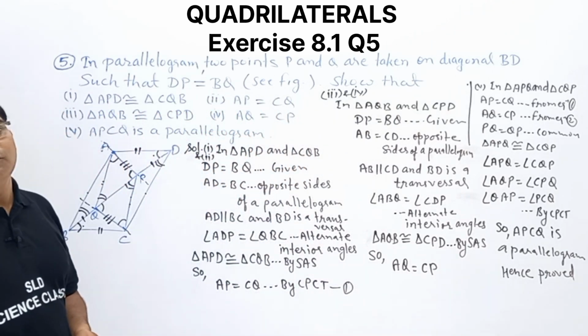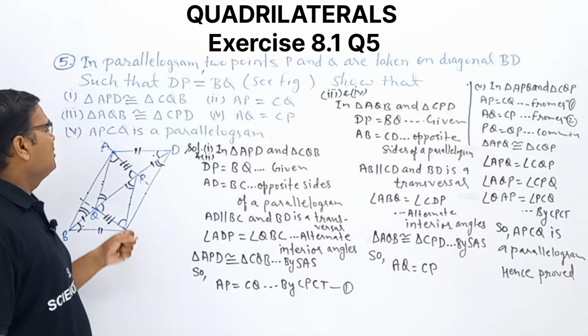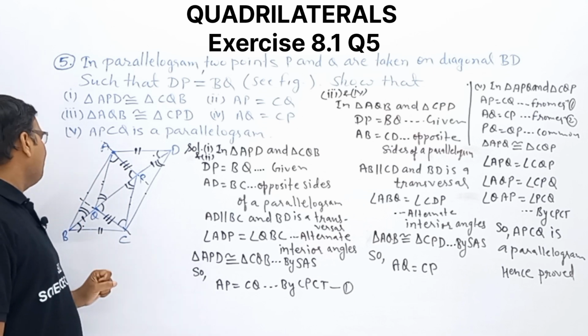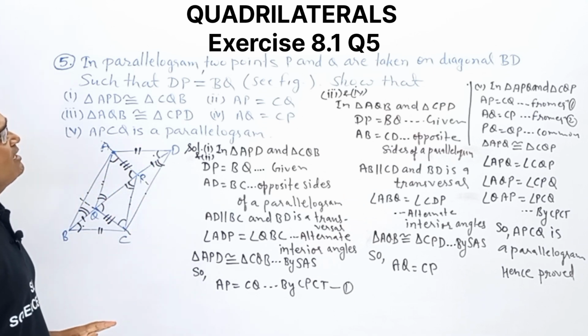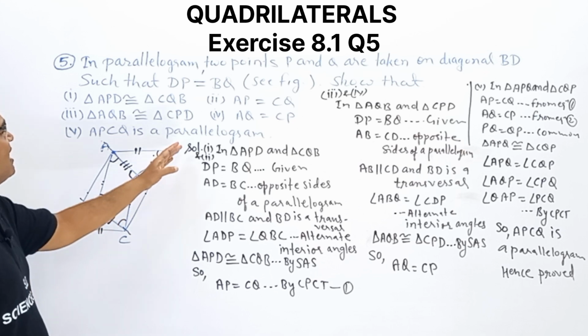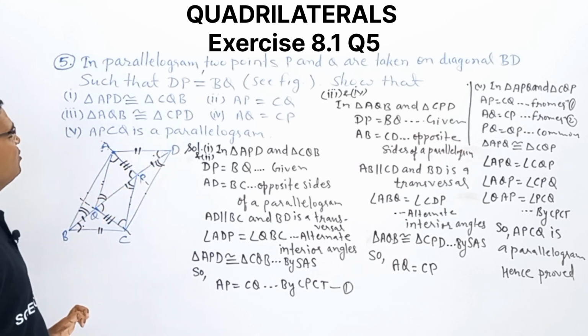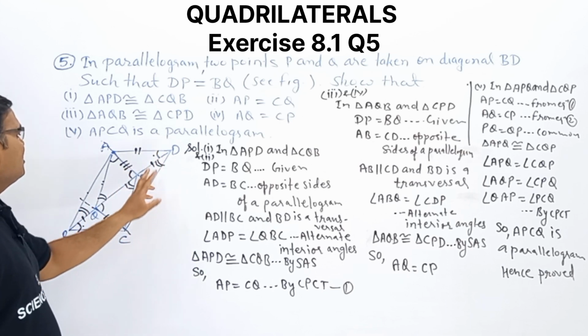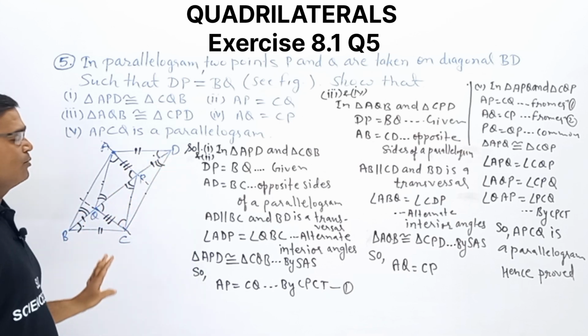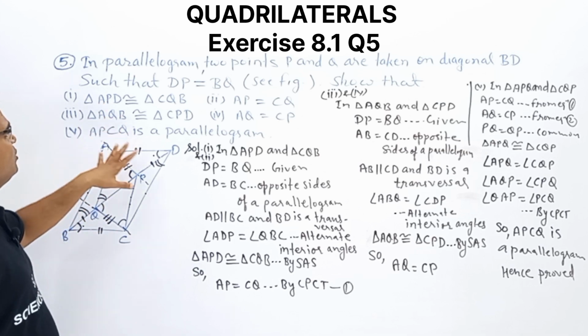Observe again what we are doing in this question. Simple question. One parallelogram we are having. ABCD is a parallelogram. P and Q are taken on diagonal BD. BD is a diagonal, and P and Q points we are taking on a diagonal BD, such that DP equal to BQ. Clear?